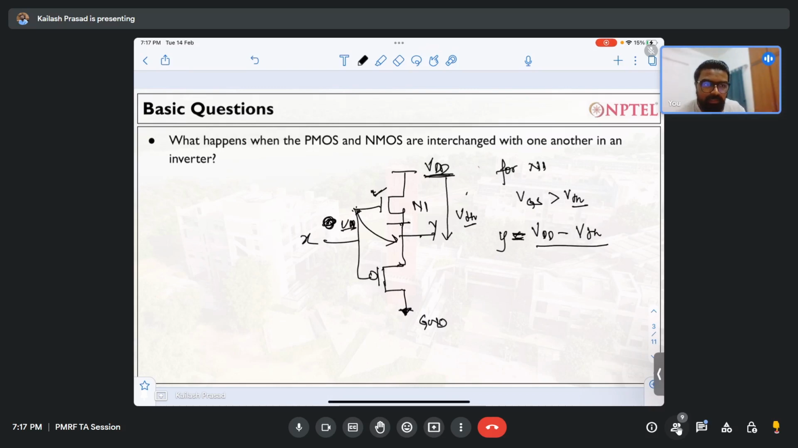Why am I saying that? The reason is, suppose Y is VDD. Suppose I assume it has passed the entire VDD. What will happen to NMOS? Anyone? Do you think that NMOS will be turned on?